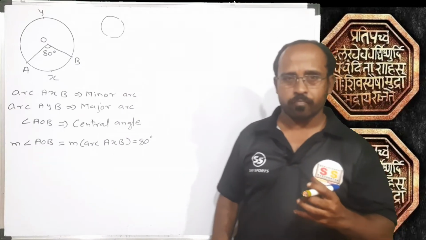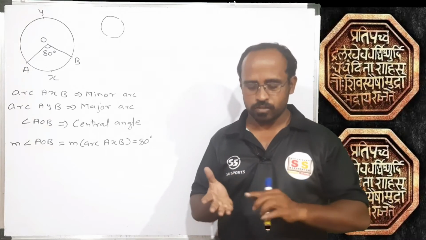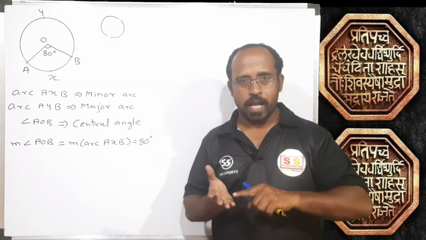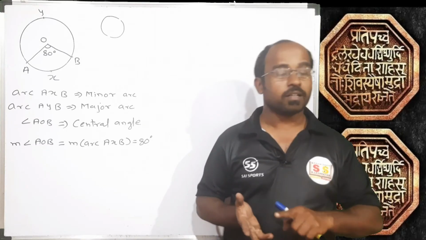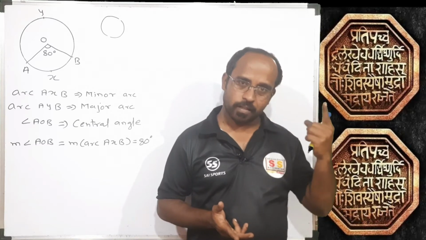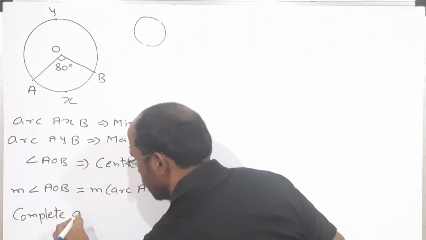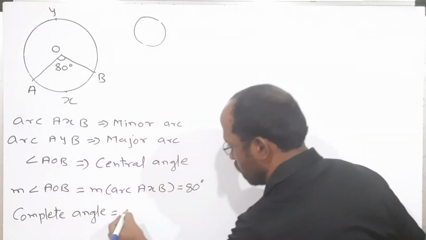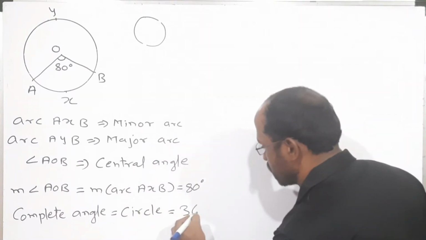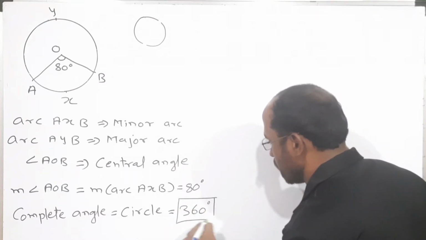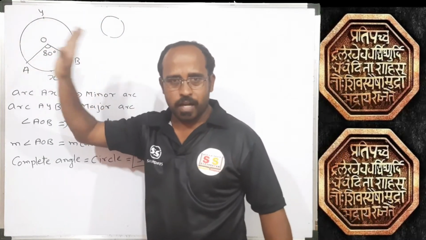Clear? Now students, I hope you have learnt in previous standards the types of angles: zero angle, acute angle, obtuse angle, right angle, straight angle, complete angle. So do you remember complete angle? Complete angle is nothing but one circle, and measurement of the circle is equal to 360 degree. Measurement of complete angle is 360 degree, means total measurement of this circle is 360 degree.